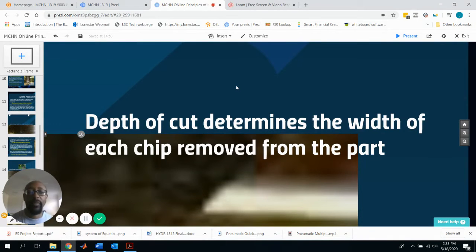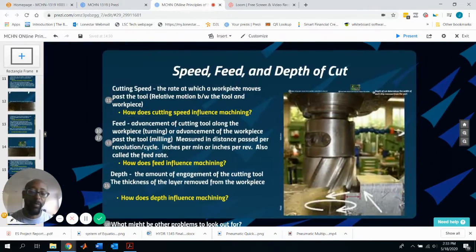Now, the width of the chip, we're not going to go into that, but there's a whole entire science that studies the chips that are created during the machining process, because the chips that are created are related to how well the machining process takes place. They're related to the heat that's produced there. They're related to the pressure. They're related to all sorts of different things. But of course, we're not going to go that deep into the chip, but just know that that depth of cut can determine the width of each chip that's being removed from the part.